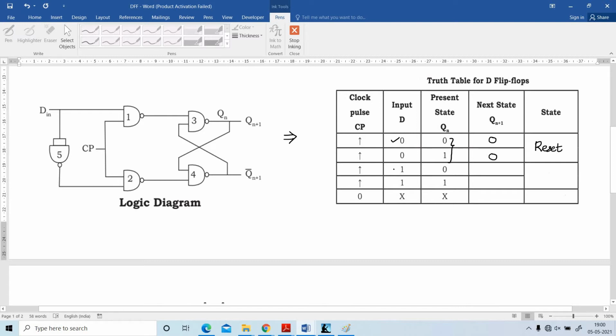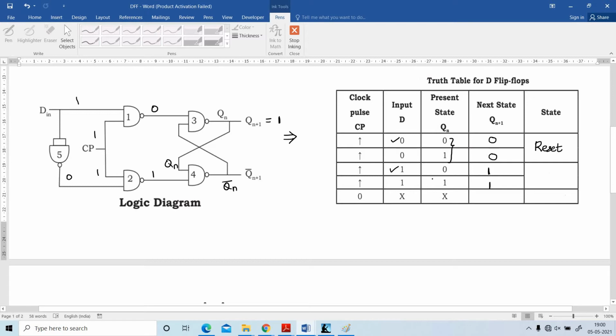Next, condition number 2. Input D is equal to 1 and positive clock, or clock equal to 1. Input D equal to 1. What about the output of this inverter? That is 0. Clock equal to 1. 0 into 1, 0, 0 bar, that is 1. 1 into 1, 1, 1 bar, 0. Here Qn into 1, that is Qn bar. So this Qn bar is multiplied with 0, Qn plus 1 equal to 1. So Qn plus 1, the next state, is obtained equal to 1.